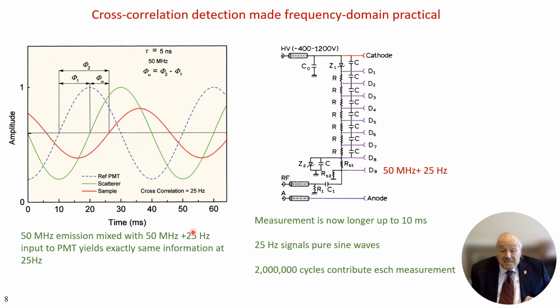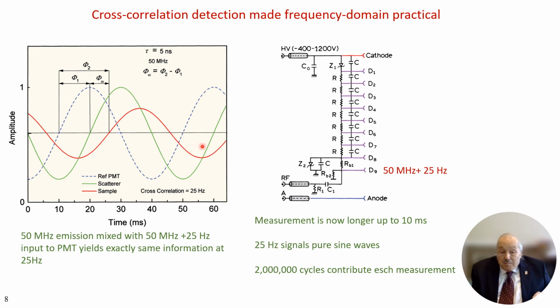So notice the time scale here is milliseconds rather than nanoseconds. Here we have a 50 megahertz signal that is mixed with a 50 megahertz signal offset by 25 hertz. As you might imagine, you need pretty good frequency synthesizers to do that, and that's not the way it was done in the 70s, but today we can buy such good frequency synthesizers. And the beauty of this is exactly the same information is contained in this 25 hertz signal that was contained in the 80 megahertz or 50 megahertz signal previously.